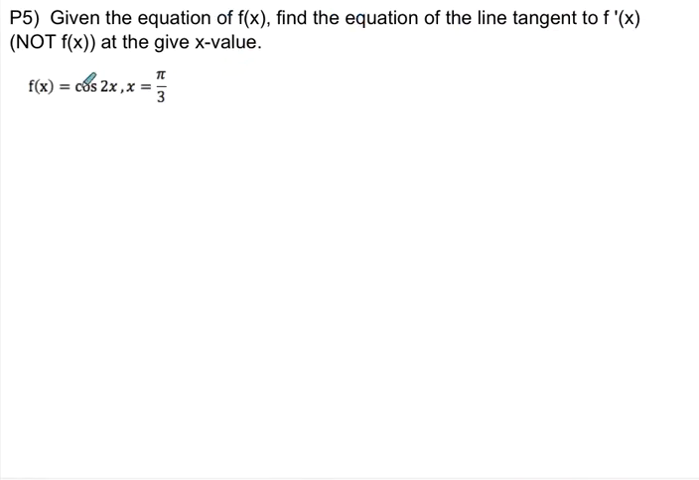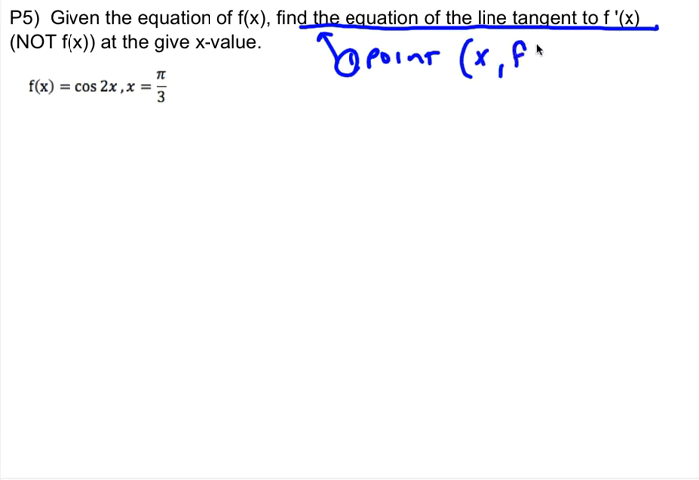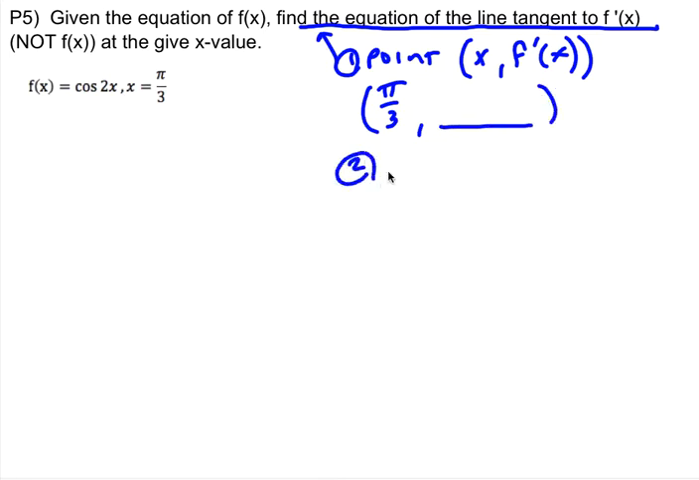All right, so same basic problem, I just gave you a different function. So again, line tangent to f prime, not f. So your point is going to have to be x comma f prime of x, which we're going to find. It's definitely a pi over 3 comma blank, which we'll find. And your slope is going to have to be f double prime at pi over 3, because you want the derivative of f prime, which would be f double prime. Okay, so you can go ahead and do that, but then once you have those two things, you're just writing your answer in point slope.